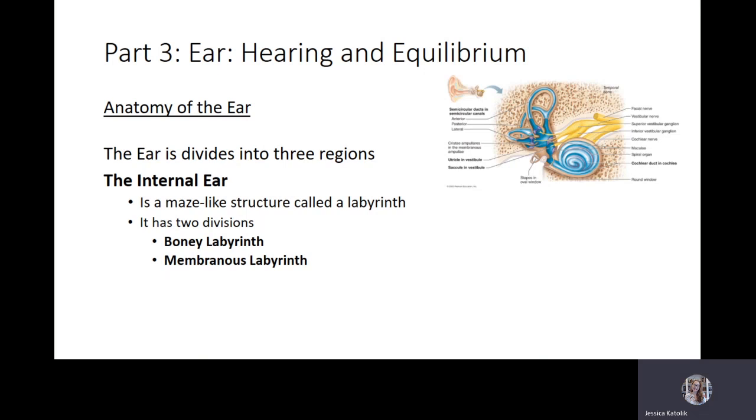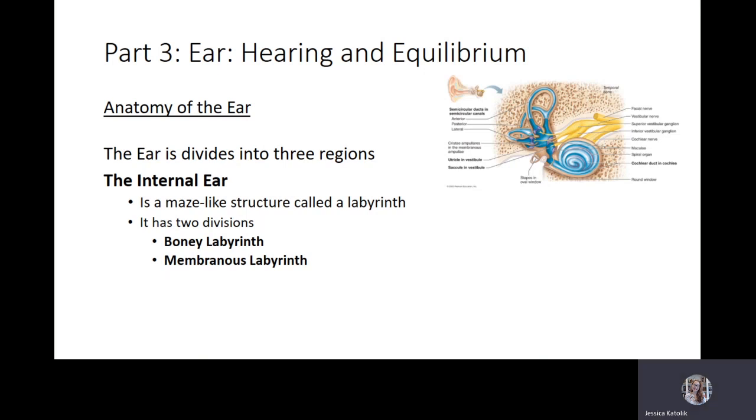Now what we're going to go into is the internal ear or the inner ear, and this is going to be a bit complex. So we're just going to take it step by step and describe each of the regions. A second name for the inner ear is the labyrinth. Labyrinth refers to a maze, and it gets its name because it is a complex maze that is found within the skull.